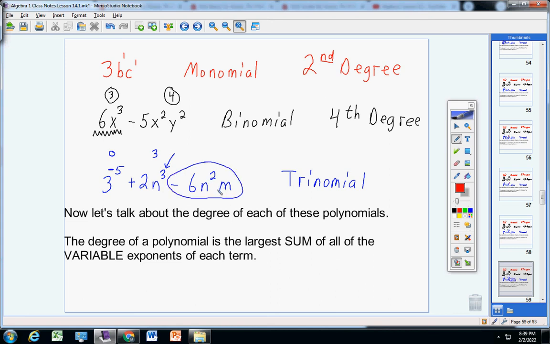Now, next term, I have an exponent here and an exponent here. If you add those together, you get 3. Well, which term, this one, or this one, has the largest sum? Well, these two are the same, so we just call it a third degree. Okay? All right, hope that makes sense.